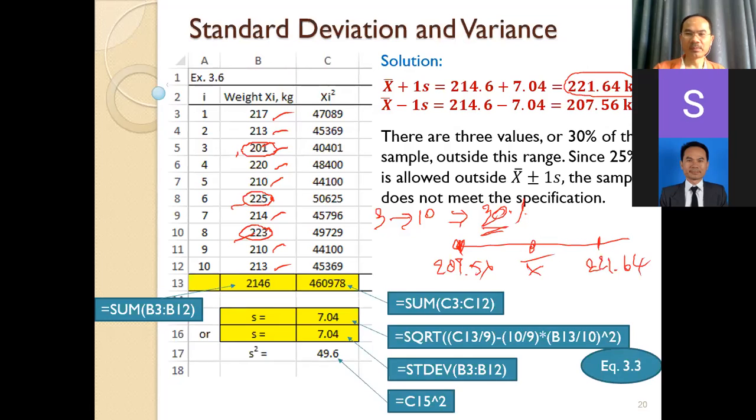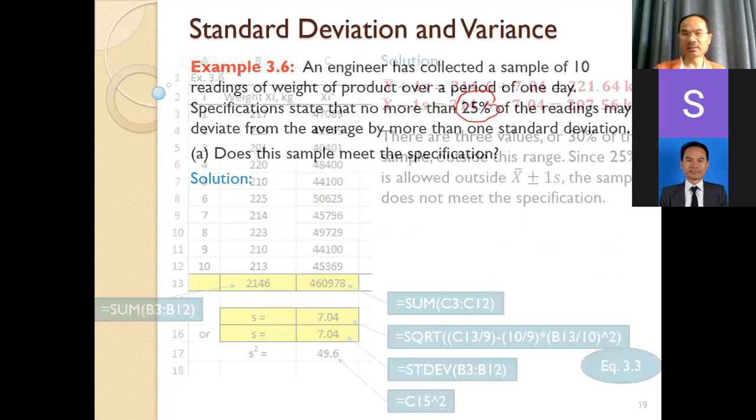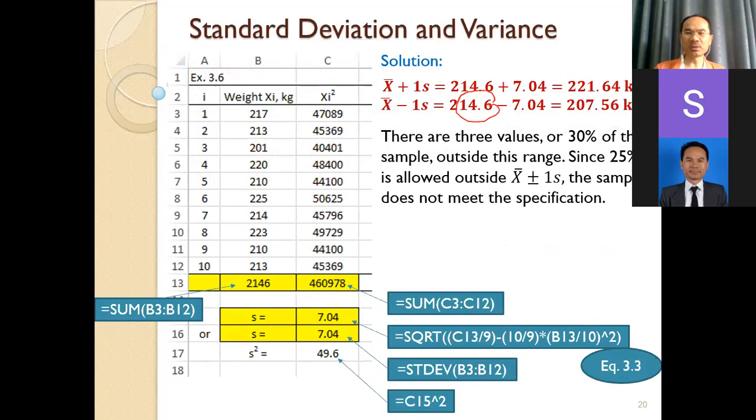But for this, we accept only 25%. You accept the error of 25%, larger than the minimum and maximum. But for this case, we get 30%. What does it mean? In conclusion, the data do not meet the spec, because we accept only 25% or less. But for this case, we get 30%, so your product is out of your spec.